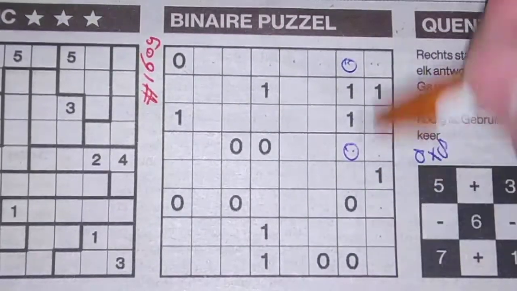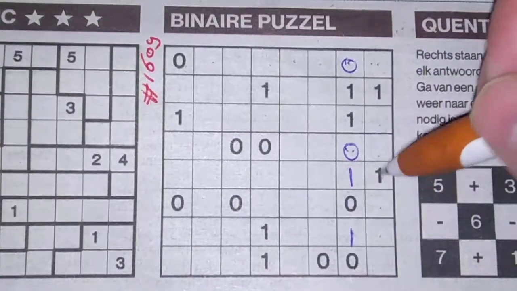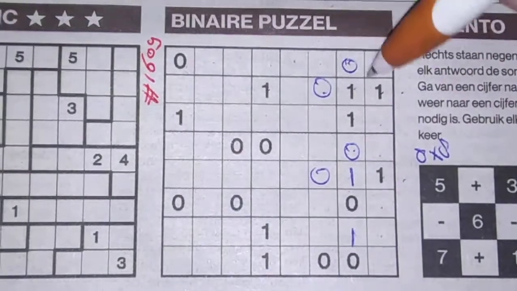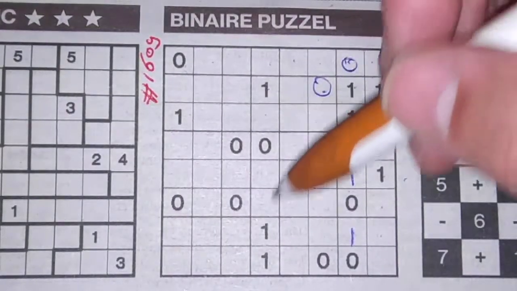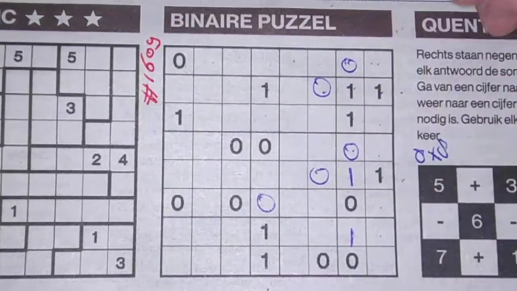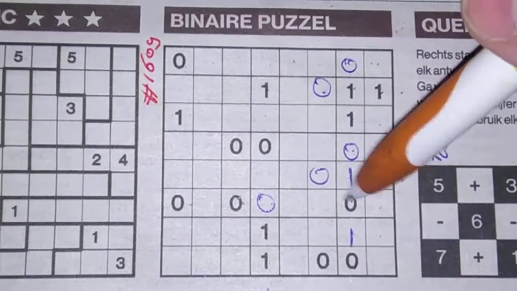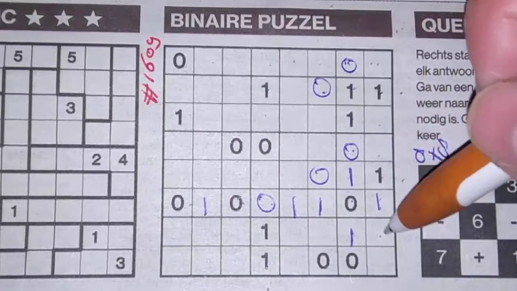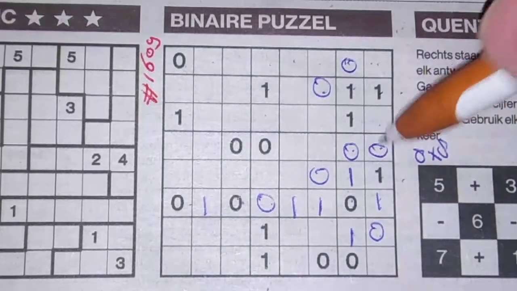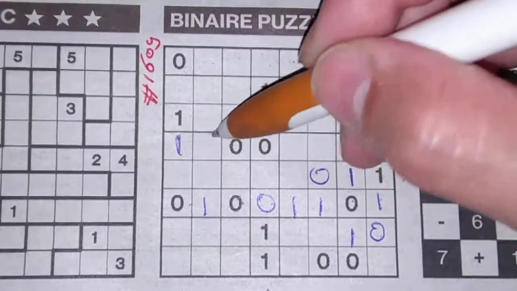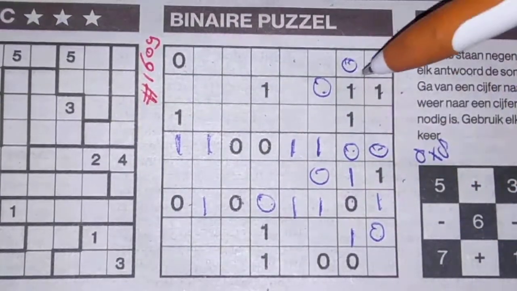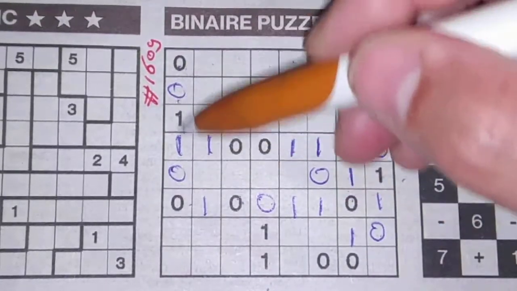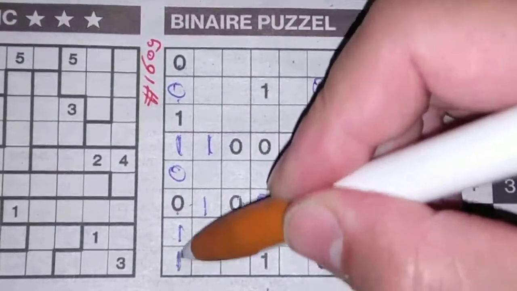We have now 4 zeros, so the rest are 1s. Double 1, here a 0, there a 0. Double 1, here a 0, there a 0. Double 1, here a 0, there a 0. We have 4 zeros, so the rest are 1s. Double 1, here a 0, there a 0. We have 4 zeros, so the rest are 1s.